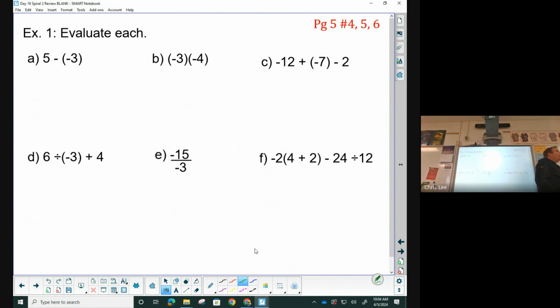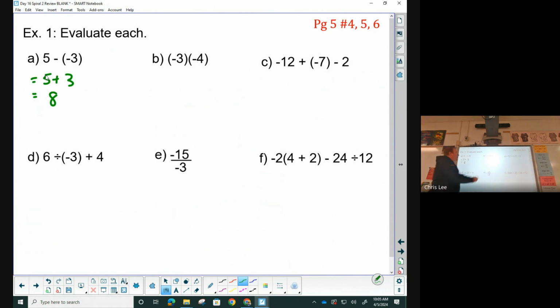If you see 5 minus negative 3, you are taking away cold. So we're at 5, but you're taking away cold. What happens when you take away cold? You get warmer. But what's the answer? 8. If you are taking away cold, minus 3, you're actually getting warmer. You're up at 8.